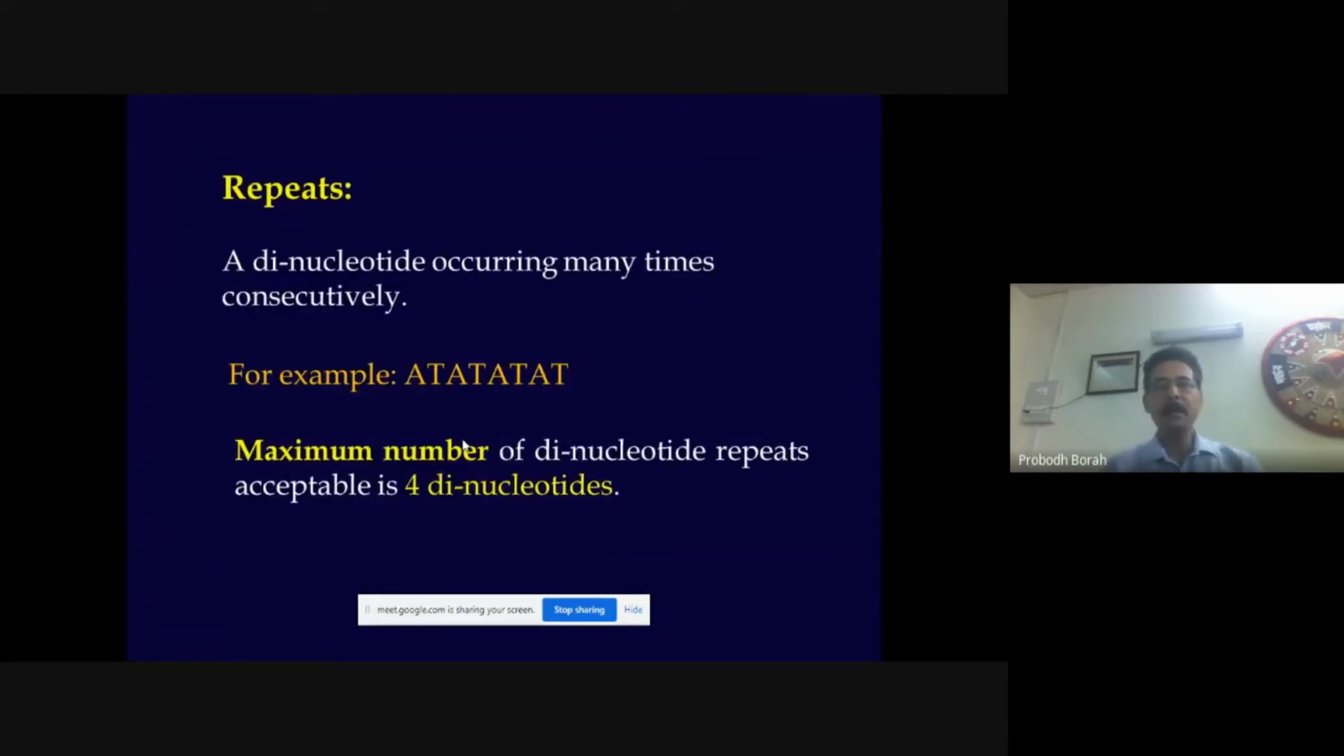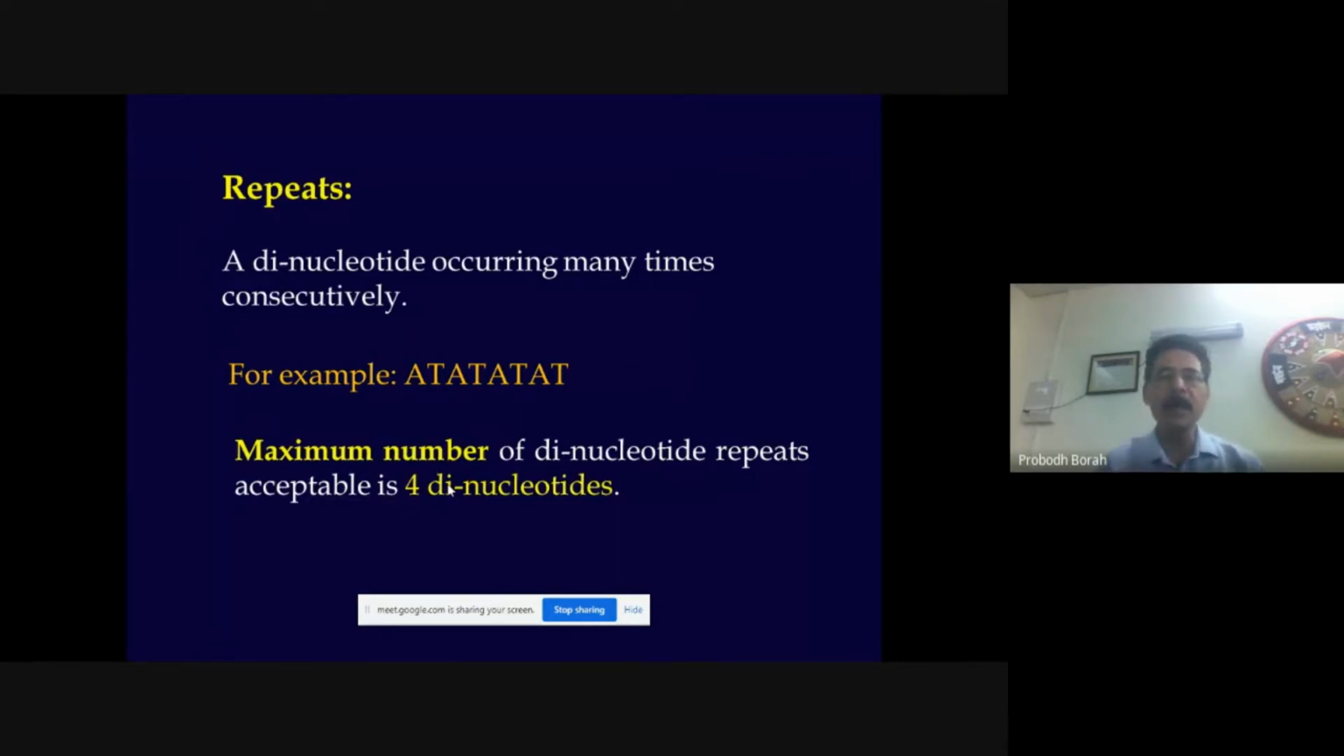Then another important property: repeats. Dinucleotide repeats means repetition of the same dinucleotide, like AT, GC.